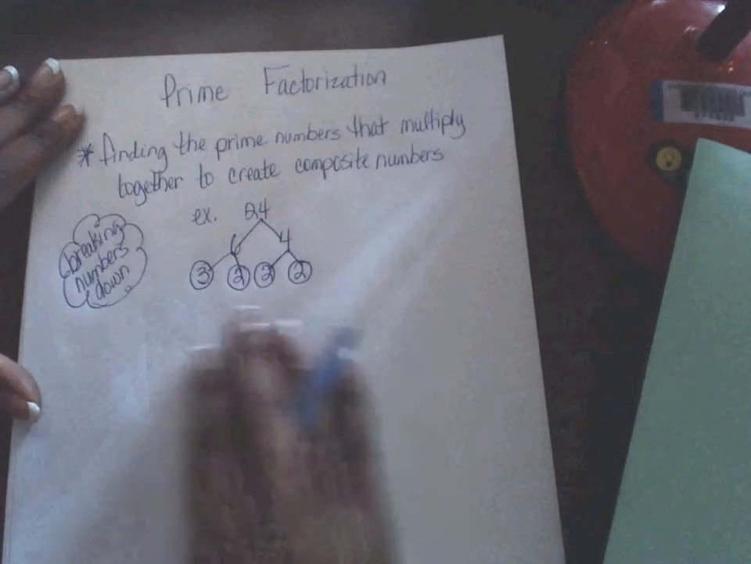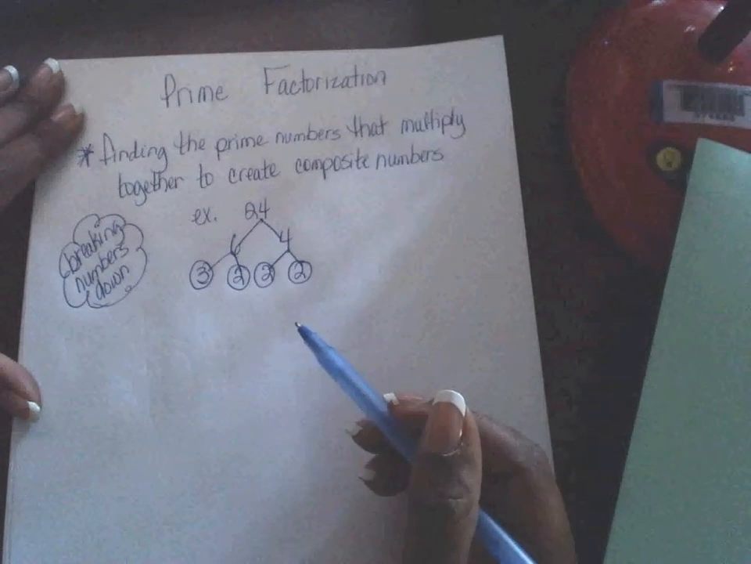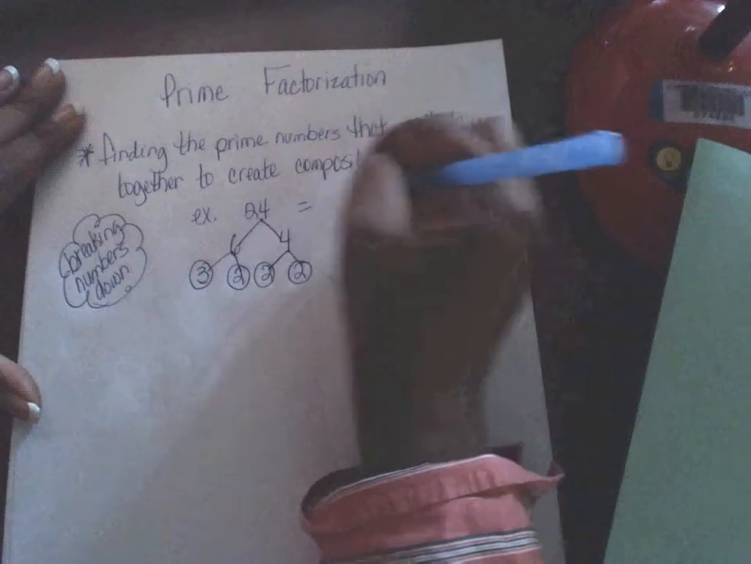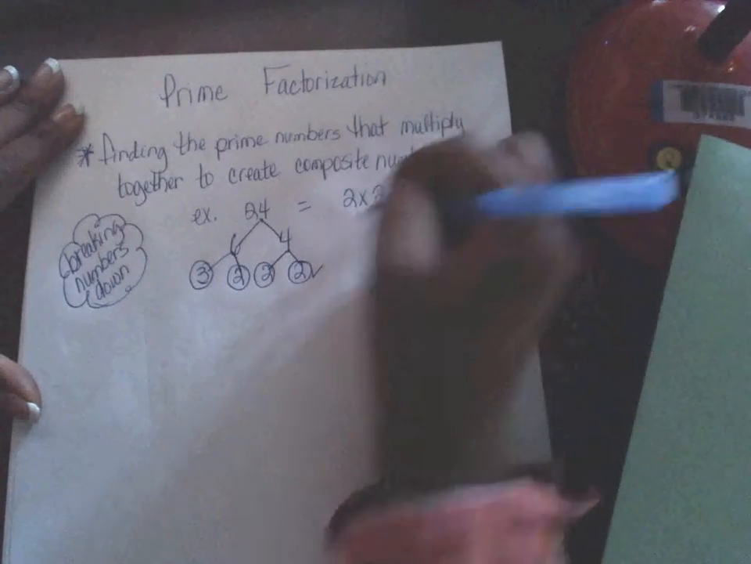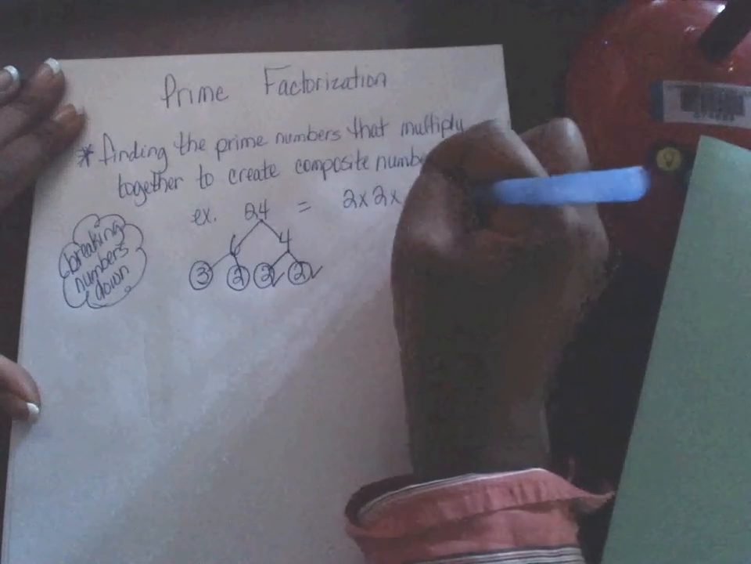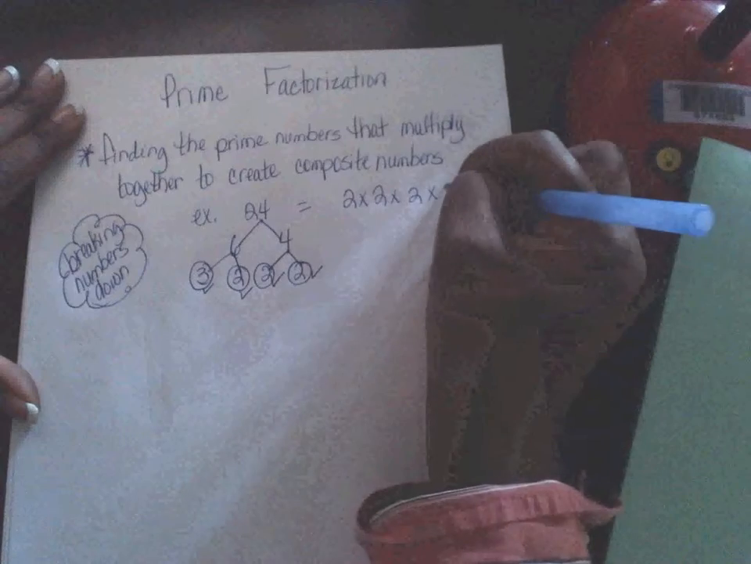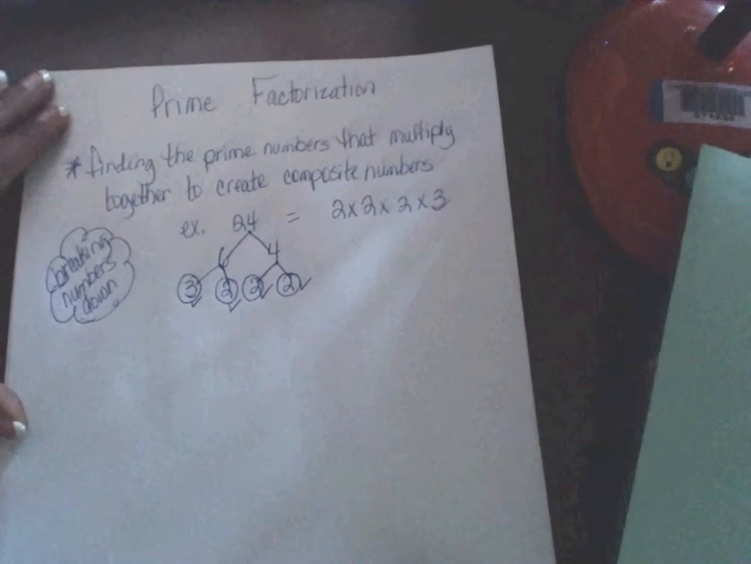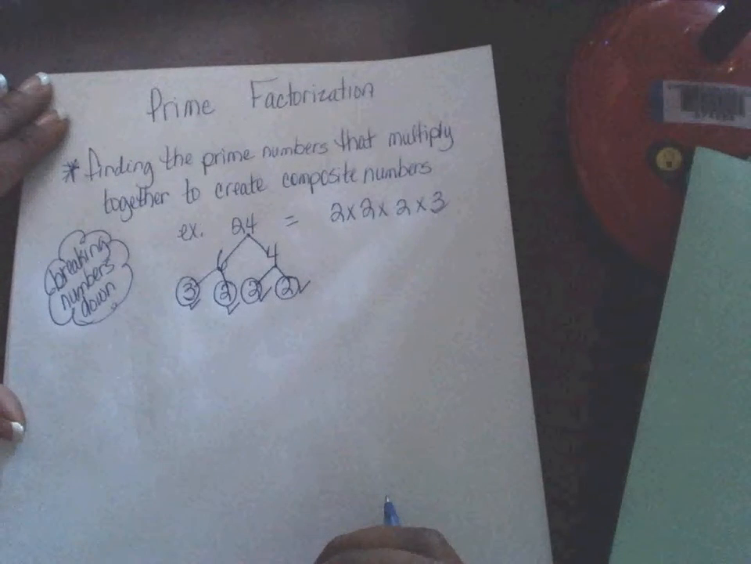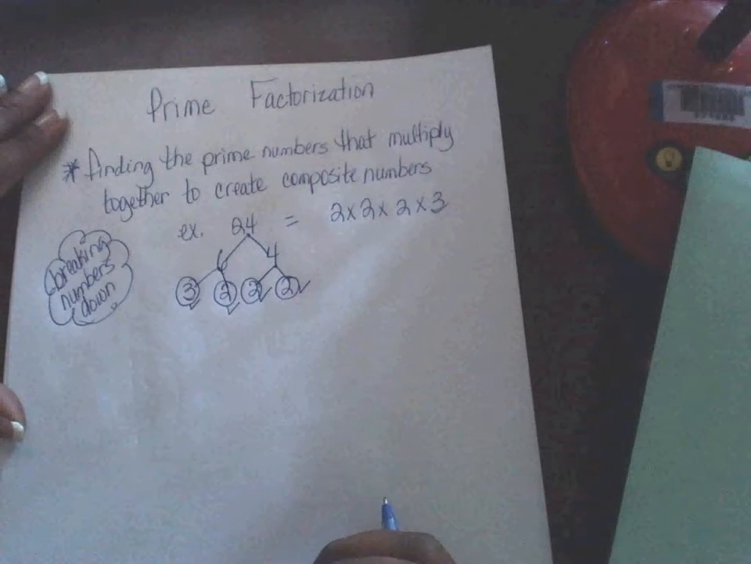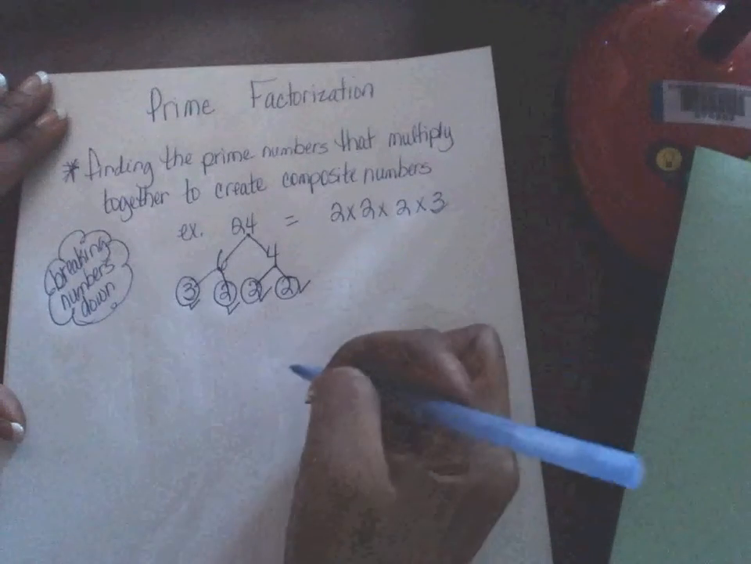Okay? Once you have your numbers broken down to where everything is circled and you no longer have to find factors, then go ahead and write 2 times 2 times 2 times 3. So this is our prime factorization for 24. And this entire thing is called a factor tree.